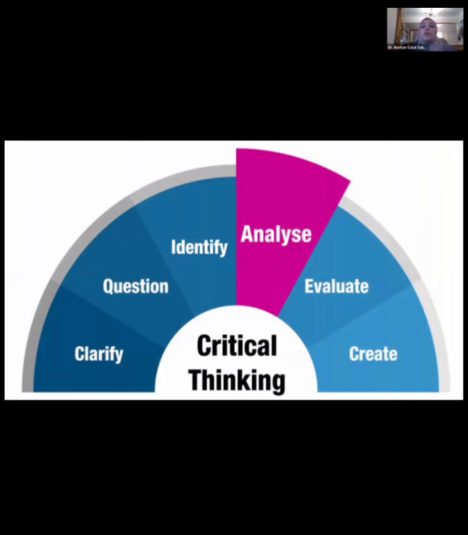First of all, we have to have critical thinking. We have to make clarification for all the resources. We have to ask ourselves questions about clustering the various ideas and identify the ideas that we will tackle in the literature review. We will analyze all the ideas and we will evaluate the resources and the information that we have. And after that, we will create the literature review.